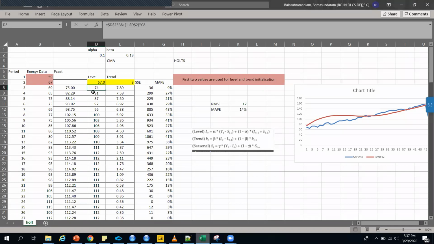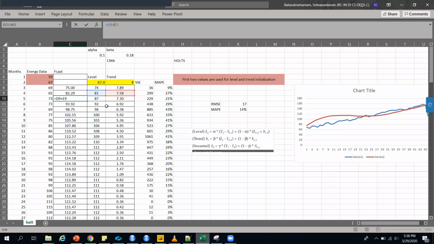So here what we are doing is adding that trend value also. Again here I'm not considering the first three periods. Just change that to months. This is the energy actual data, and this is my forecasted data. So how does this forecast happen? Let's just see the fifth month forecast. The fifth month forecast is the sum of the level of the previous month and the trend of the previous month.